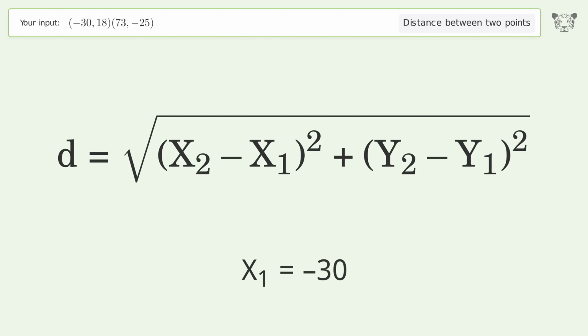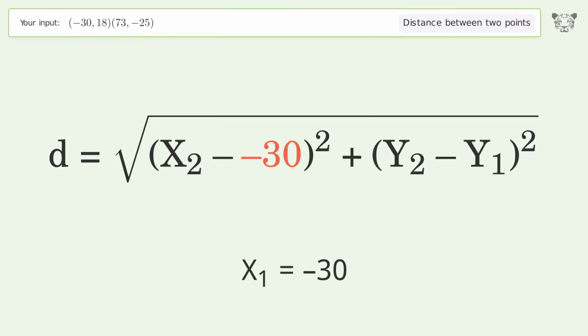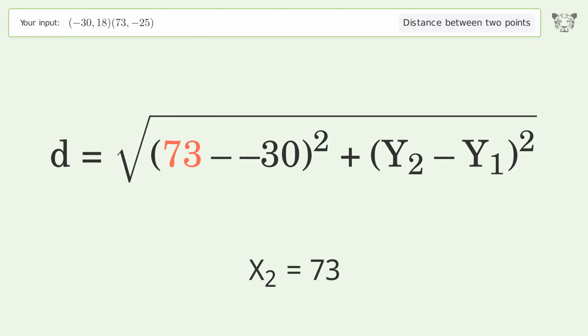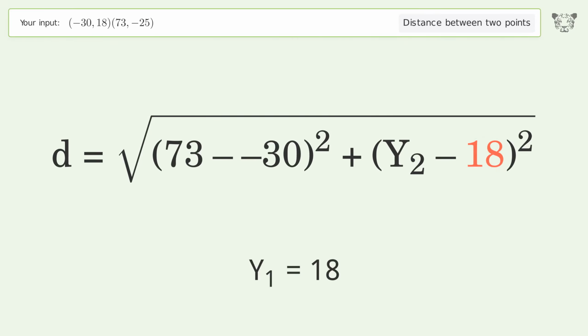x1 equals -30. x2 equals 73. y1 equals 18. y2 equals -25.